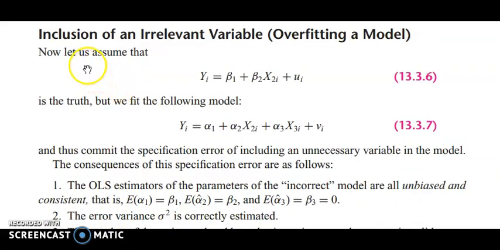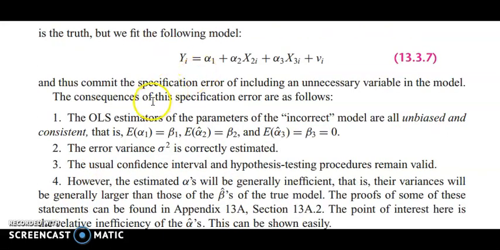Now we look into the consequences of inclusion of an irrelevant variable, or overfitting a model. Assume this is the correct model, but we are using y as a function of x2 and x3. So we have an overfitting model whereby we are including an irrelevant variable. What are the consequences when we have inclusion of an irrelevant variable?